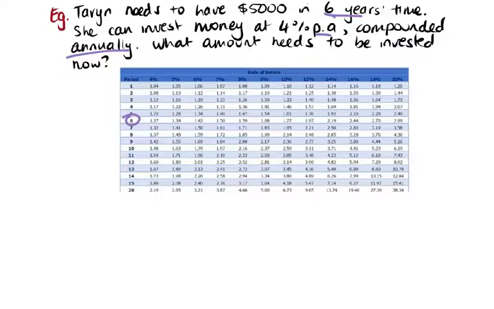We're then going to look at our percentage rate, and it's just at 4%. So I'm just going to move across my table, and it's in this first column here. And in this particular table, they rounded up to 2 decimal places. So for this particular time period and interest rate, the rate is 1.27.